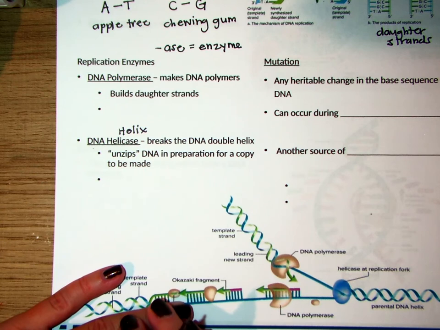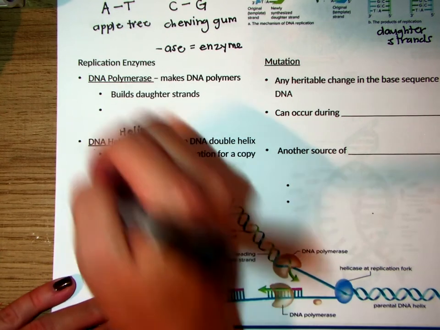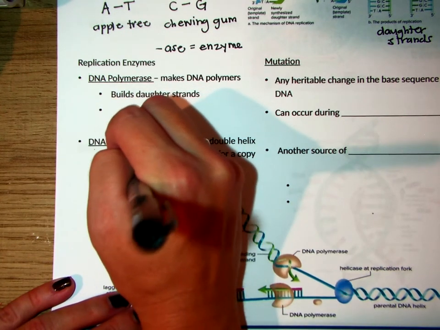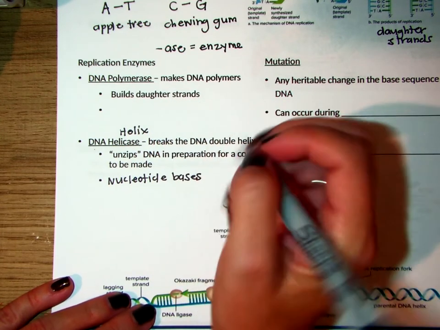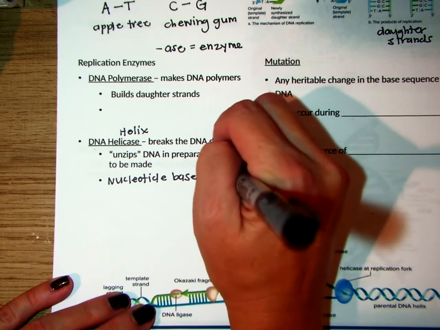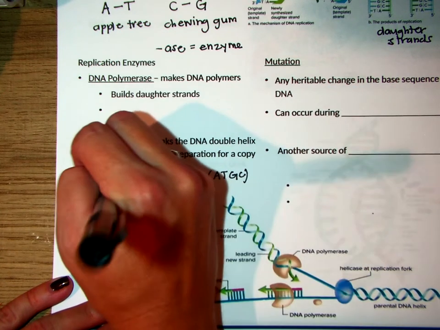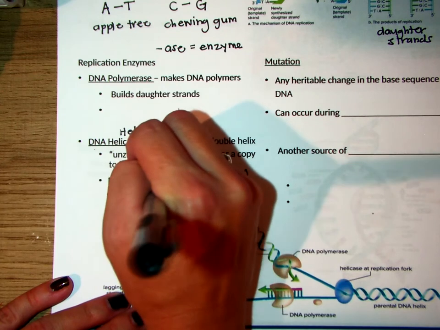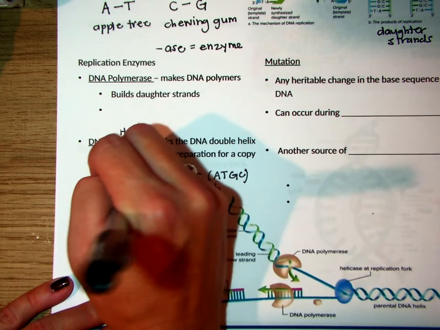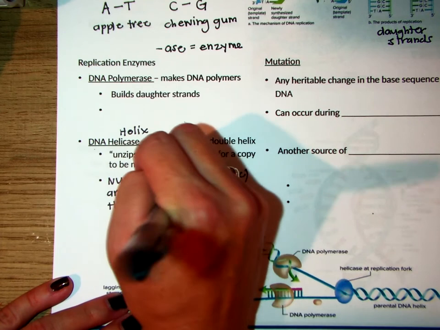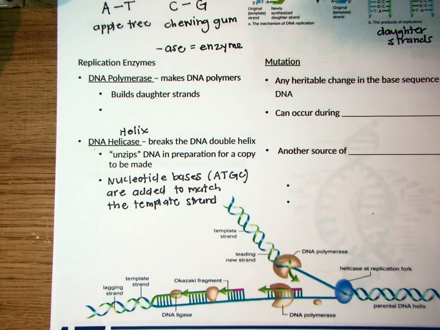So it breaks the double DNA helix, it unzips the DNA in preparation for a copy to be made, and then the nucleotide bases, which are our A's, T's, G's, and C's, are added to match the template strand. So we are left with 2 identical copies.